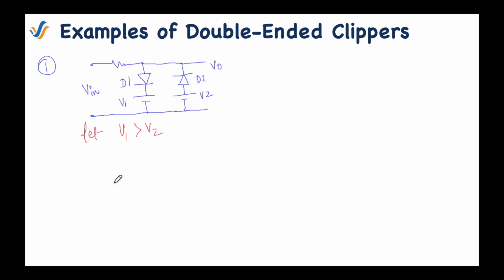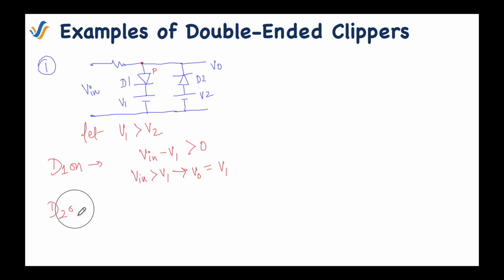The method will be the same. First we will solve for the D1 diode. D1 will be on when V in minus V1 is greater than 0, because as you can see, for diode D1 the positive terminal is connected to the node. So V in minus V1 should be greater than 0, or V in should be greater than V1. This is our first condition. And when this D1 diode is on, the output will be constant at V1 voltage.